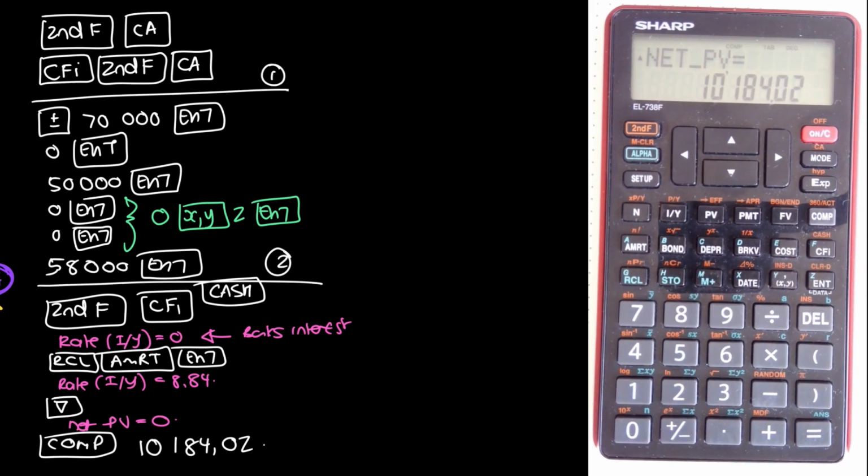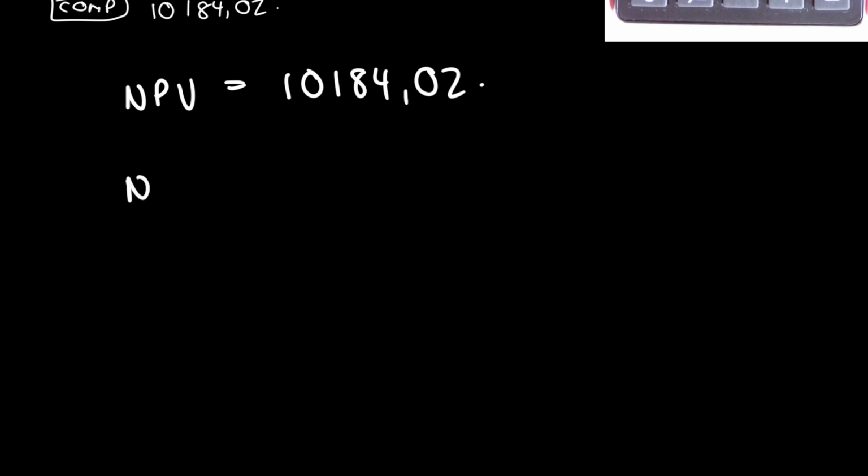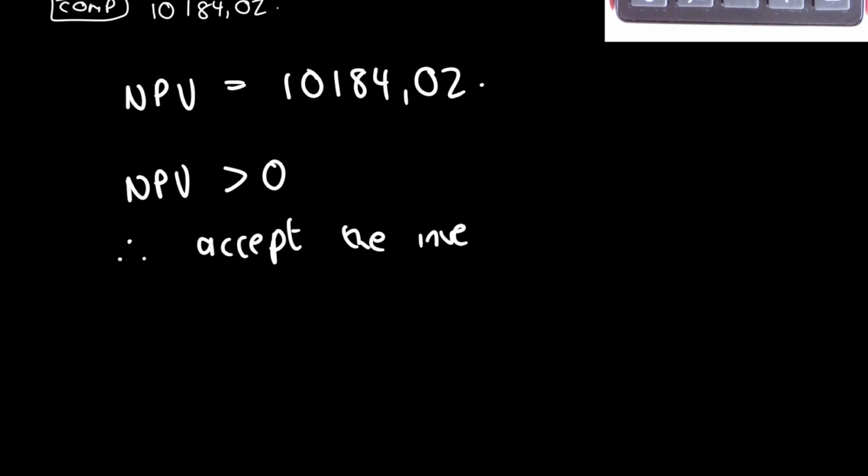So just a quick recap. We have that the NPV is equal to 10,184 Rand and 2 cents. That means our NPV is greater than 0, and therefore we accept the investment. So we will invest in the project or the investment.